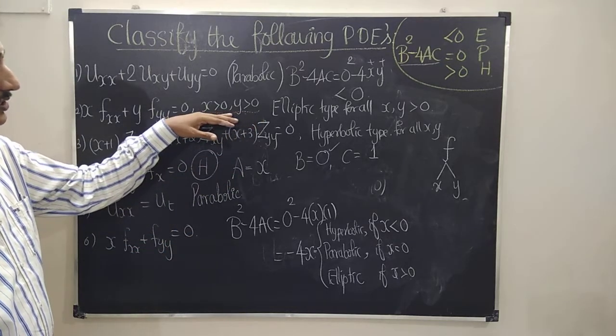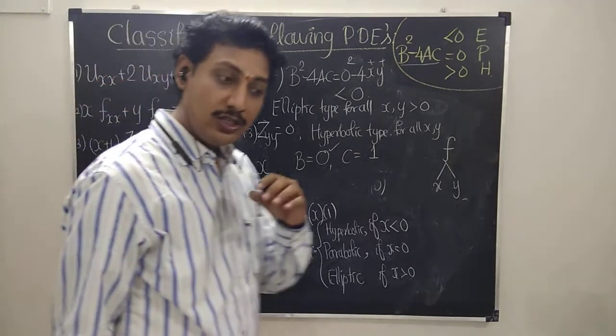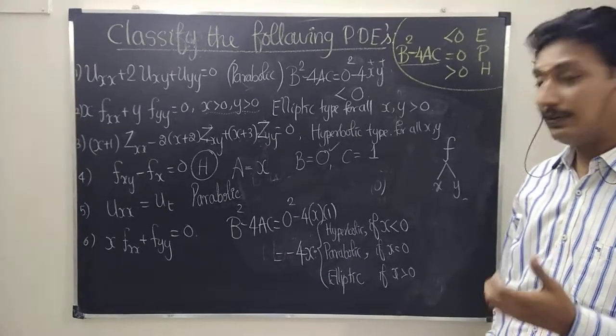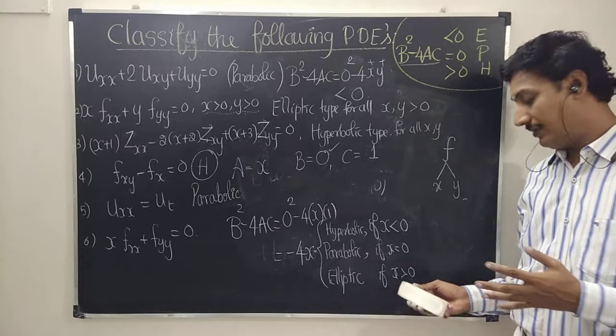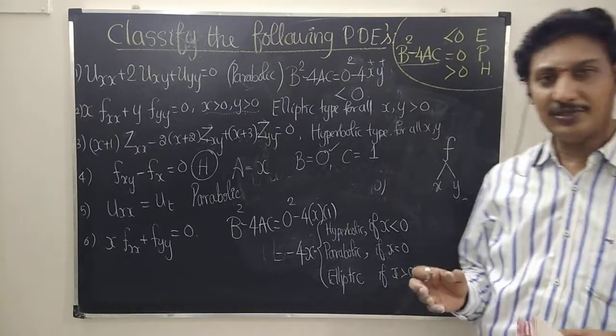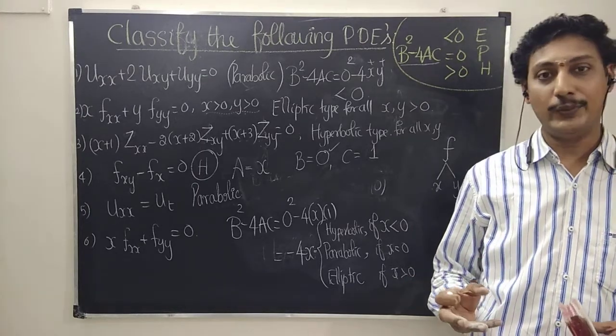In the second sum it is mentioned, but here it doesn't mention, so we can discuss the various possibilities of the variable x. If x is negative, what happened? If x is 0, what happened? If x is positive, what happened? So this is the very interesting idea in the second order partial differential equation.